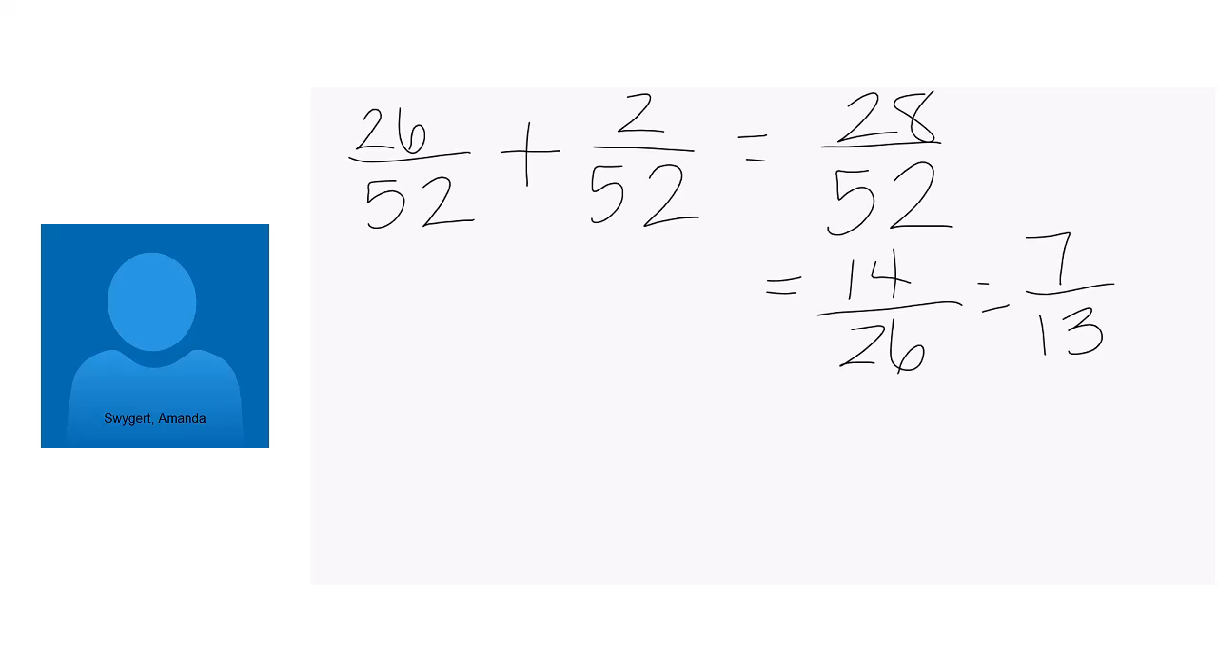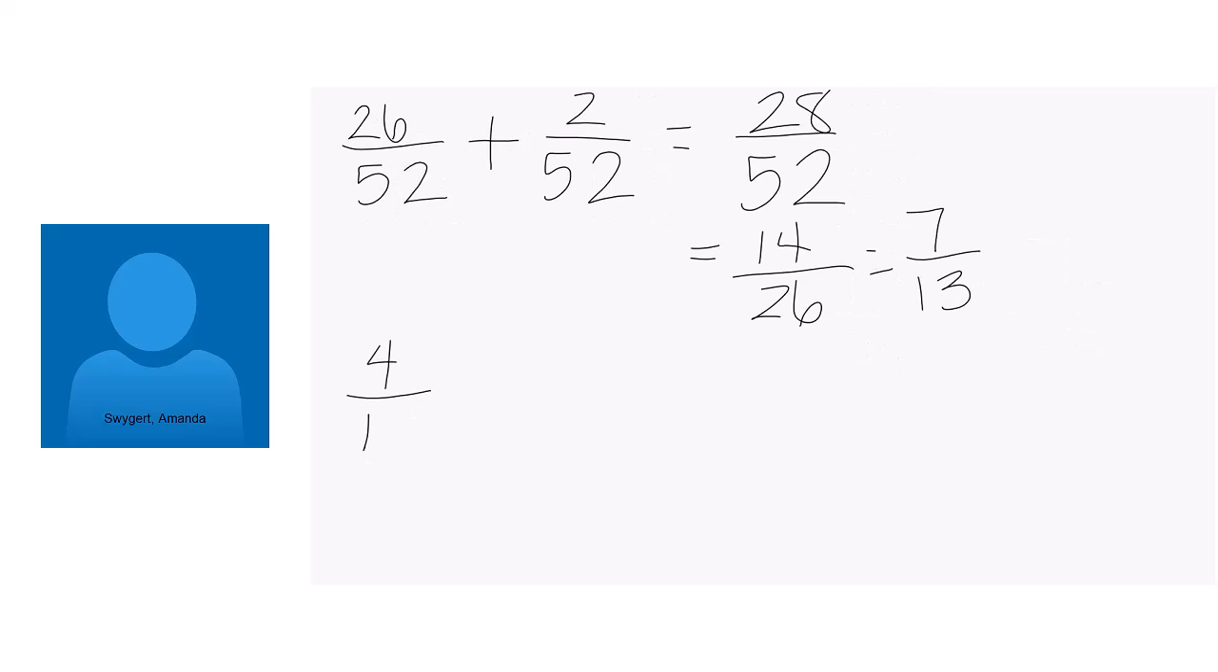Okay, let's try adding without a common denominator. So if I have, let's say, 4 over 13 plus 1 over 52. My denominators are not common right now. I'm going to try to make them common. So I need to think about counting by 13s, counting by 52s, until I get something that matches up. We call it the least common denominator.